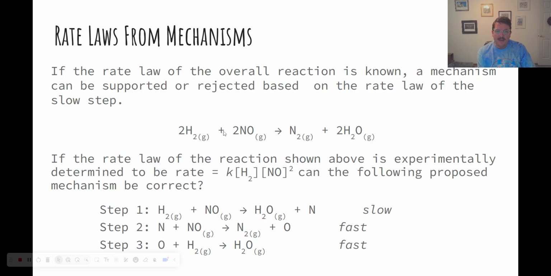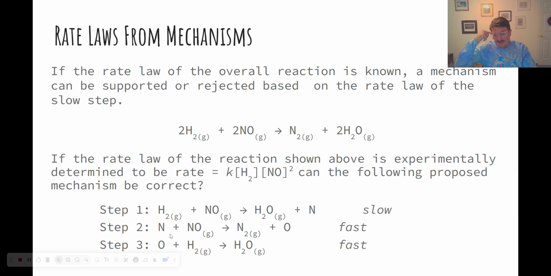So here's an overall reaction here. 2H2 plus 2NO makes N2 and 2 H2Os. It says if the rate law of the reaction shown above is experimentally determined to be rate equals K times H2 times NO squared, so first order for H2, second order for NO, can the following proposed mechanism be correct? Well, first thing, we know this reaction doesn't happen in one step, because if it did, it should be second order with respect to hydrogen gas also.